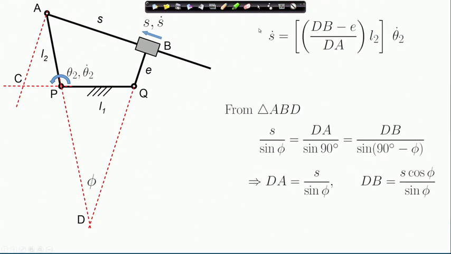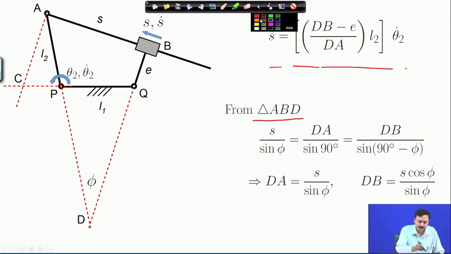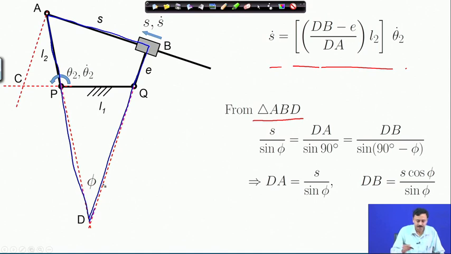So, I have again written out that expression of S dot relating with theta 2 dot. As I mentioned, dB and dA are as yet unknown. Let us look at this triangle ABD. So, we are looking at this triangle ABD.